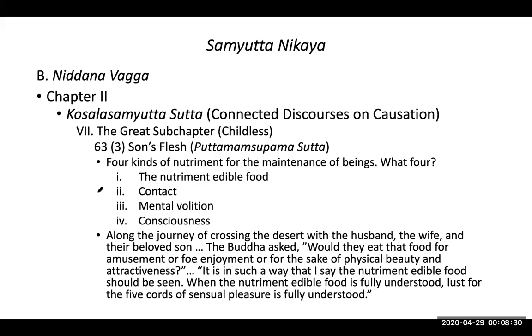In chapter 2, code number 63, there is a sutra named Puttamamsupama Sutra. In other words, son's flesh, son's body. In this sutra, the Buddha asks about the four kinds of nutriment for the maintenance of beings. What are those four? One is food. Second, contact. Third, mental volition, free will. Last one, consciousness. These four factors are required to maintain human life, the human being.